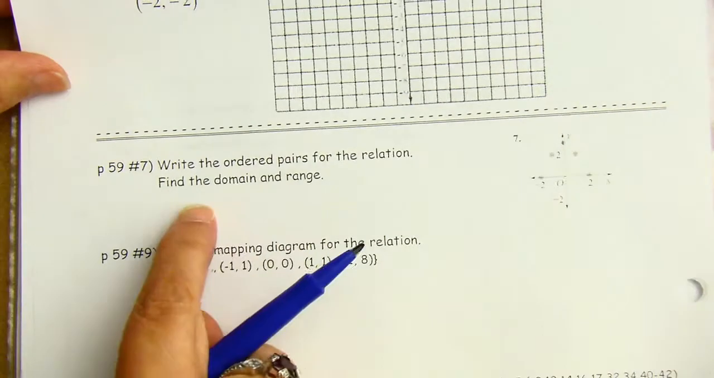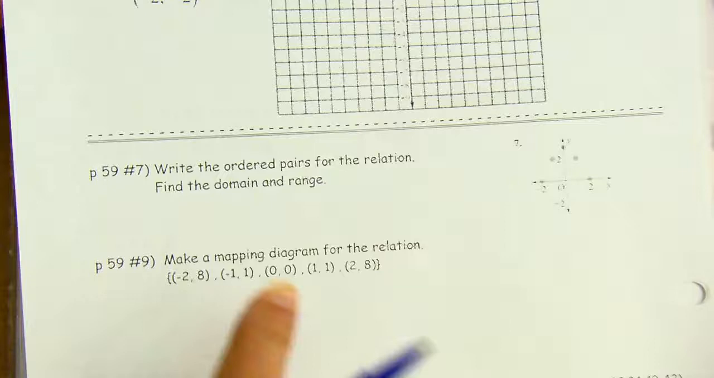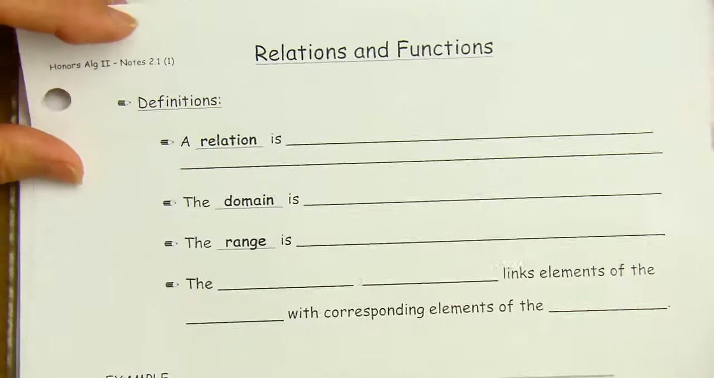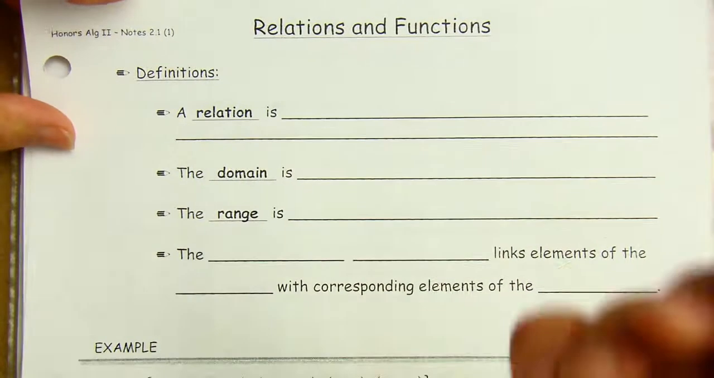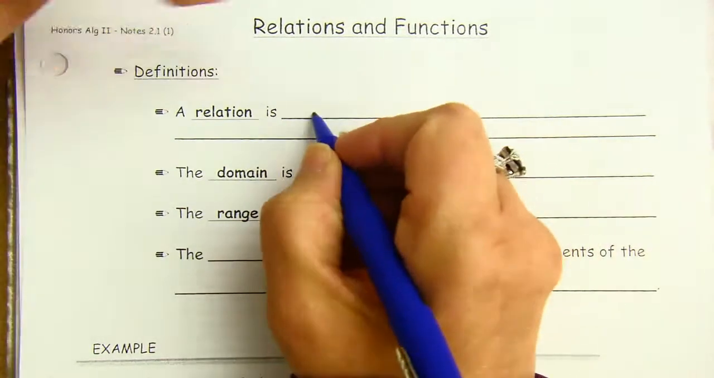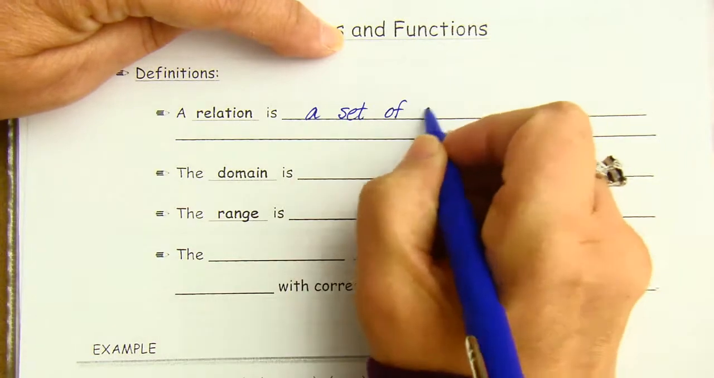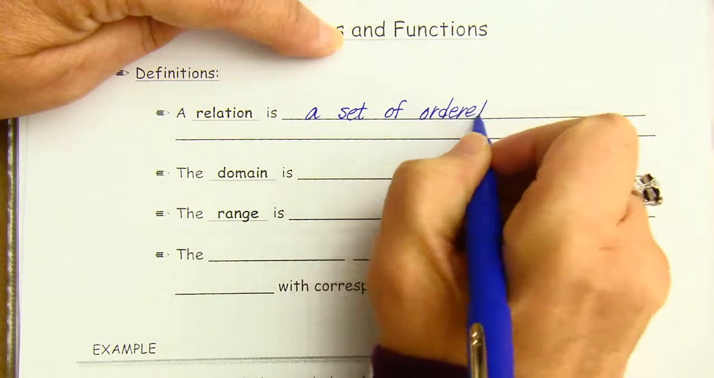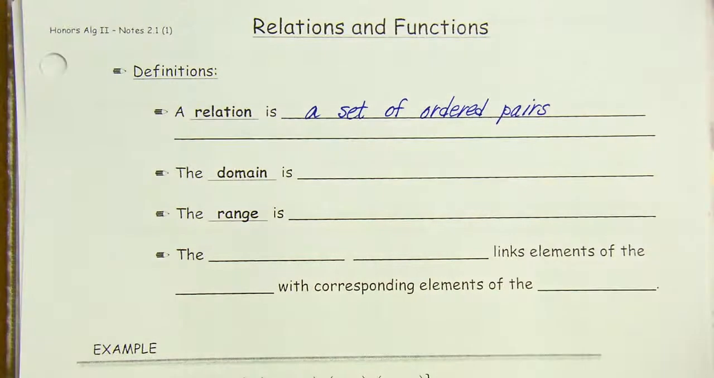Here we're going to write the ordered pairs for the relation, and here we're going to make a mapping diagram for the relation. This is Chapter 2, Section 1, the first part. Definitions. A relation is simply a set of ordered pairs. They're related in some way, we just don't know how because it's a set of ordered pairs. We didn't come up with creating the set of ordered pairs.